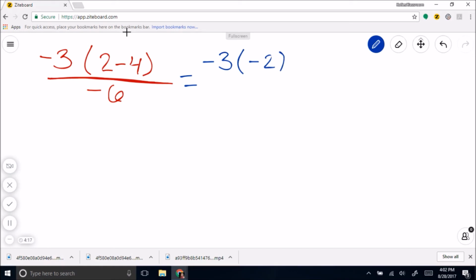It's a positive 2, and I'm subtracting 4. I don't have enough, so I went into the negatives. That's why it's negative 2. This is all still over negative 6. Negative 3 times negative 2 is a positive 6, and this is all over negative 6. So 6 divided by negative 6 is negative 1.